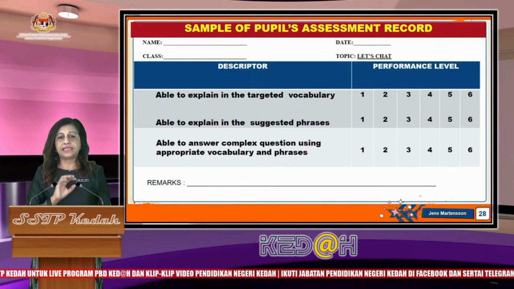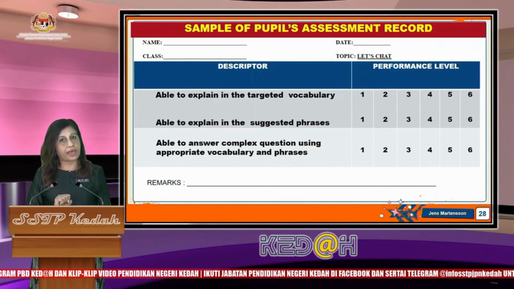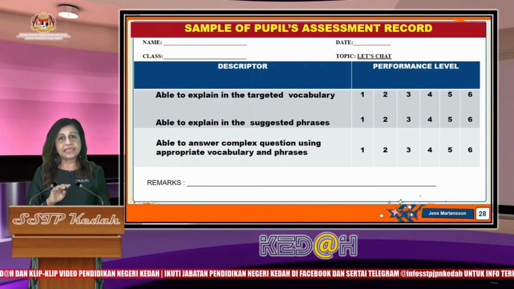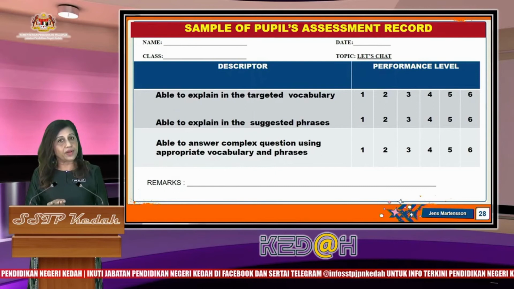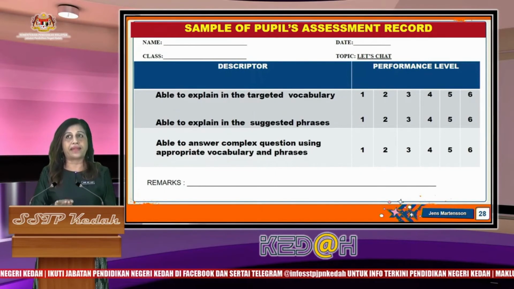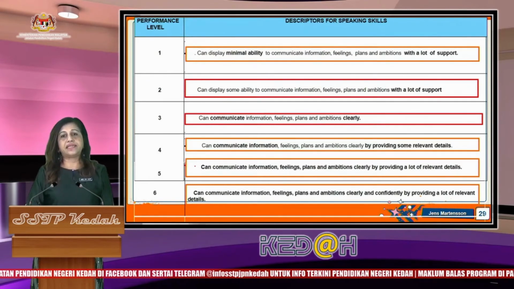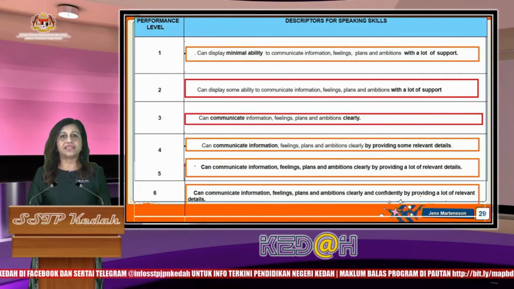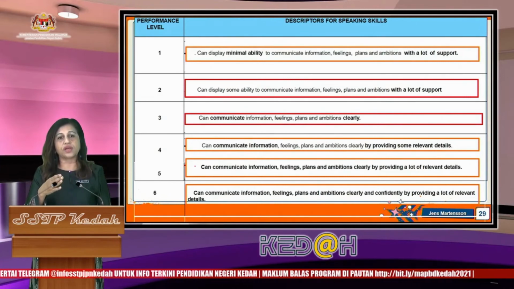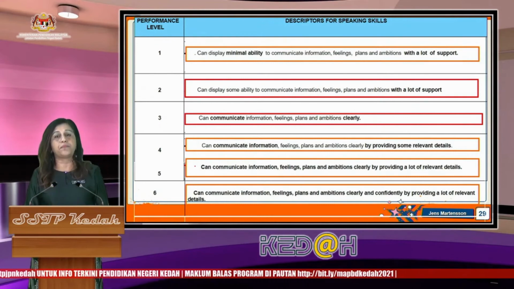Now, the next one is able to answer complex questions using appropriate vocabulary and phrases. Teachers, this assessment, I am not going to assess my pupils yet, because this is under complementary skill. These are the descriptors which I explained earlier, that each level has three descriptors. So these are the descriptors that I have in the box and they are going to guide me to assess my pupils.